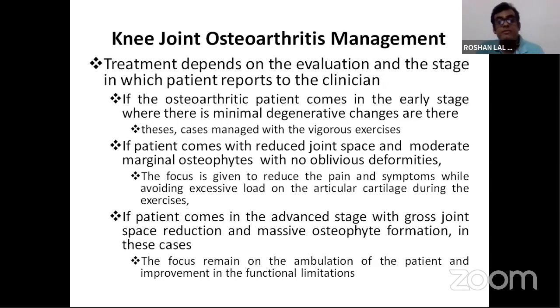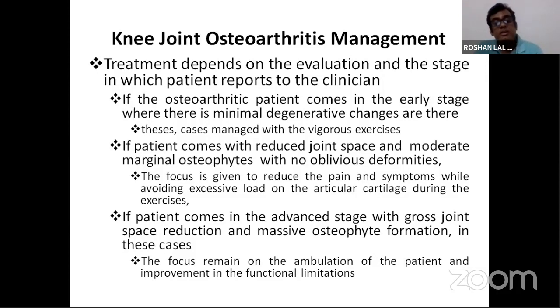If the patient comes with reduced joint space and moderate marginal osteophytes with no obvious deformities, joint space is reduced, moderate marginal osteophytes are there, then the focus is given to reducing the pain and symptoms while avoiding excessive load on the articular cartilage during the exercises.